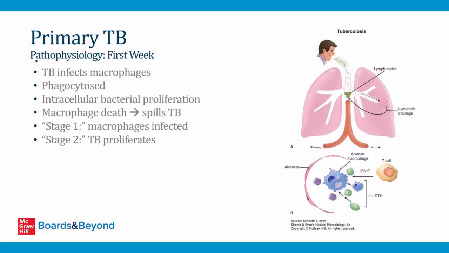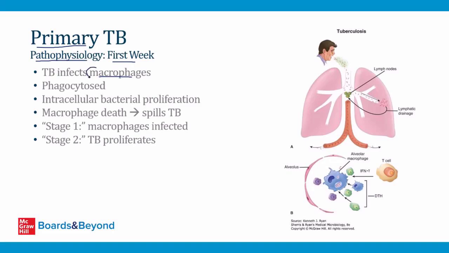Let's talk about the pathophysiology of what happens inside the body on initial exposure to tuberculosis when patients develop an active infection, meaning they develop active primary TB. So during the first week following exposure, during the first week of infection, the tuberculosis bacteria will infect macrophages.